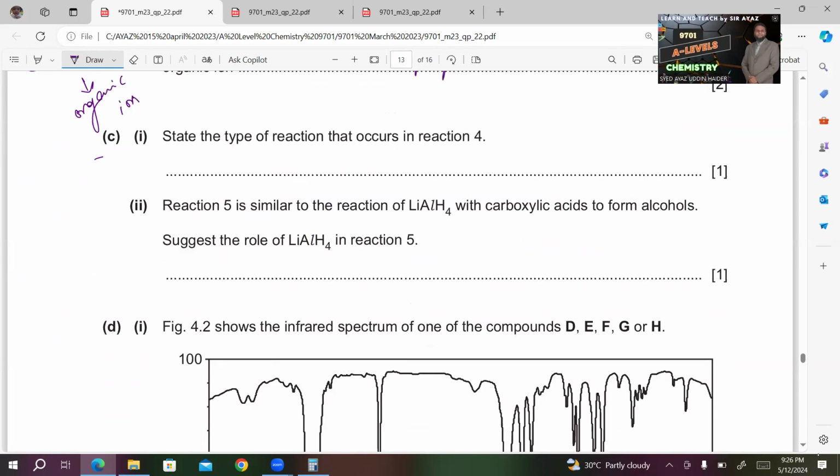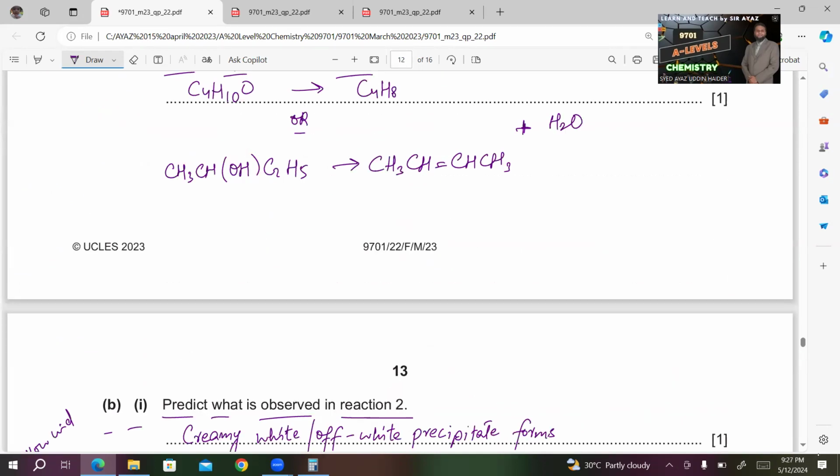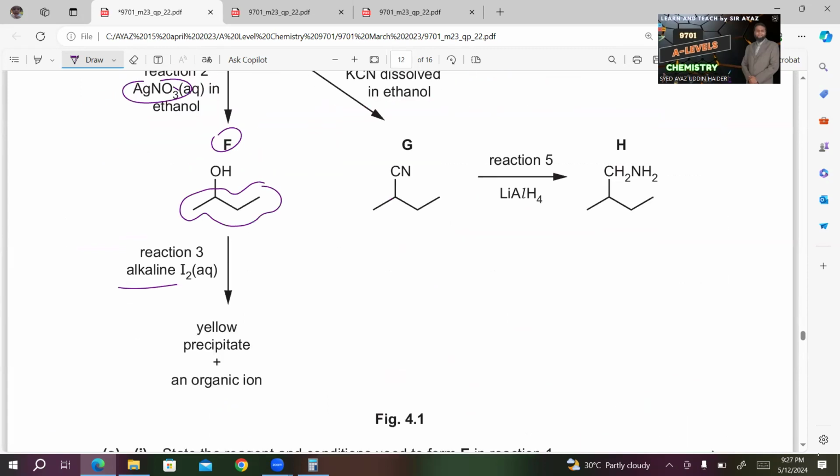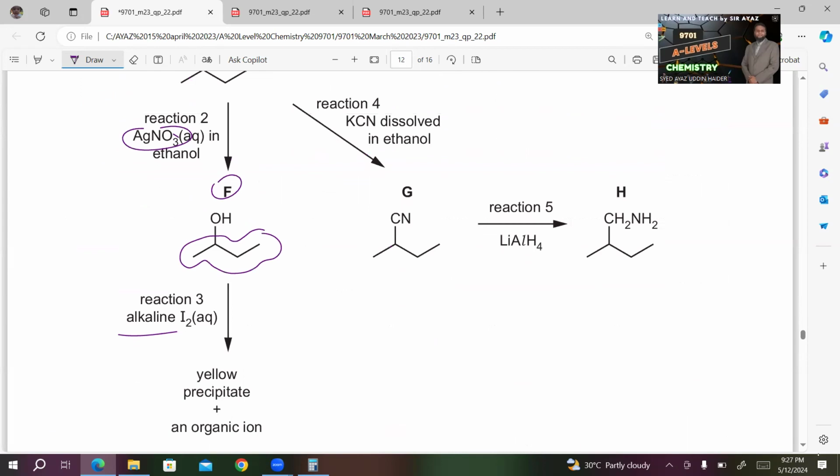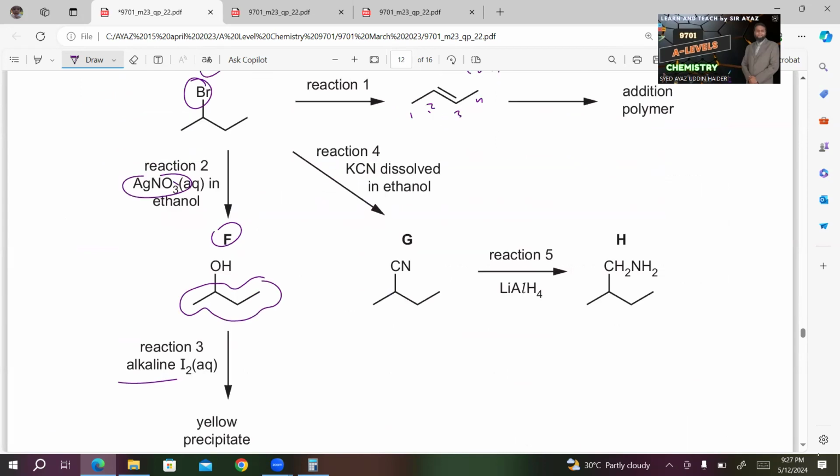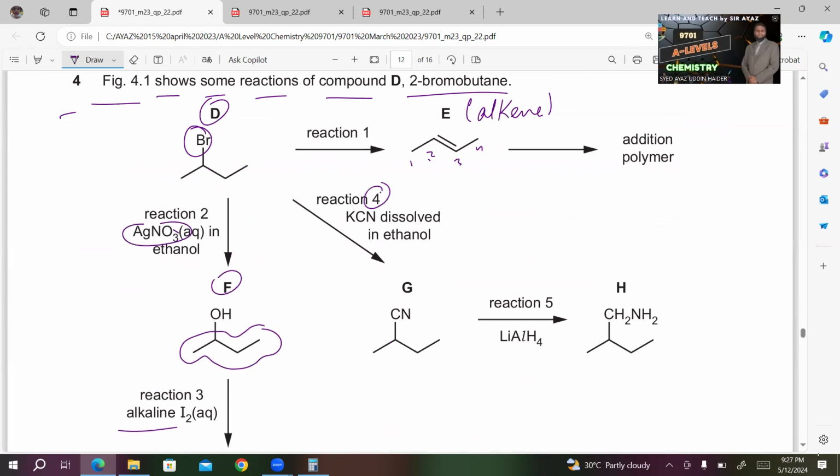C1. State the type of reaction that occurs in reaction 4. Here is reaction 4. So when you are reacting with KCN, what you are getting is CN, which means it must be substitution because CN is substituted for Br. So you write substitution.